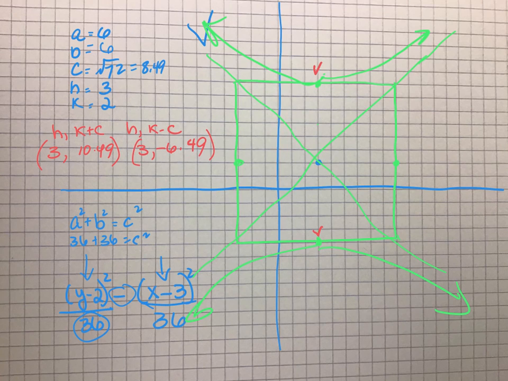So let's plot those points. 3 and 10.49. This is 6, 7, 8, 9, 10. It's up here, your focus. And 3 and negative 6.49. This is 1, 2, 3. Did I draw that wrong? Oh no. 4, 5, 6. I plugged it into the formula.